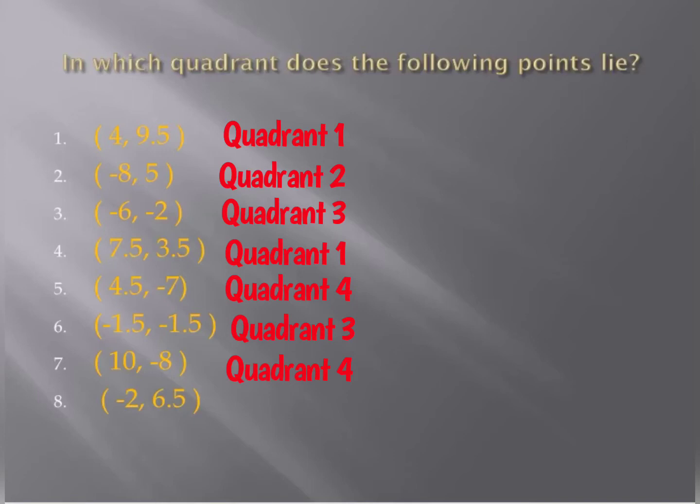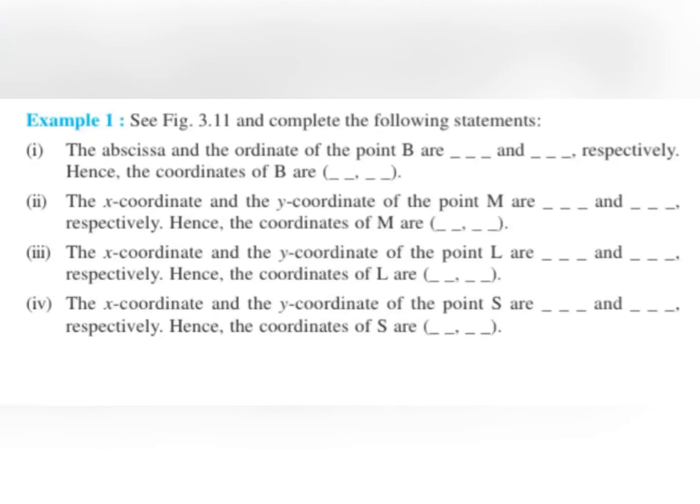Last one, eighth, (-2, 6.5). So here x is -2 and y is 6.5. X is negative and y is positive. So this point will lie in second quadrant. So students, I hope it is clear to you now how to find in which quadrant the given point is lying. Now students, let us see example 1 of your textbook.